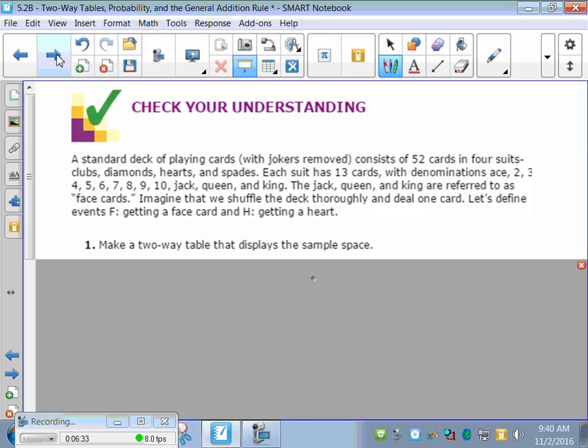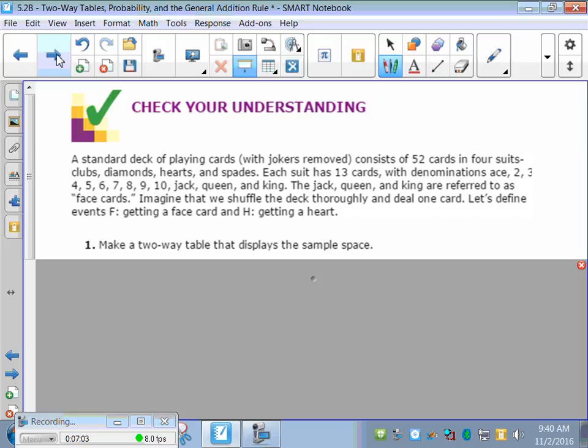Okay, so we have a standard deck of playing cards with jokers removed. No jokers. So that means we have 52 cards in 4 suits. You guys remember this? 4 suits. There's clubs, diamonds, hearts, and spades. Each suit has 13 cards with denominations: Ace, 2, 3, 4, 5, 6, 7, 8, 9, 10, Jack, Queen, and King. The Jack, the Queen, and the King are referred to as face cards. Okay, so there are 3 face cards in each suit.